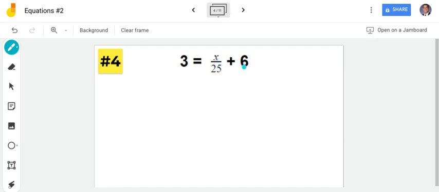Those cannot be combined. Step 3, get the variable on one side of the equal sign. It already is, right? It's on the right side. Do you see a variable over here on the left side? No, you don't. So step 3 is already done as well.